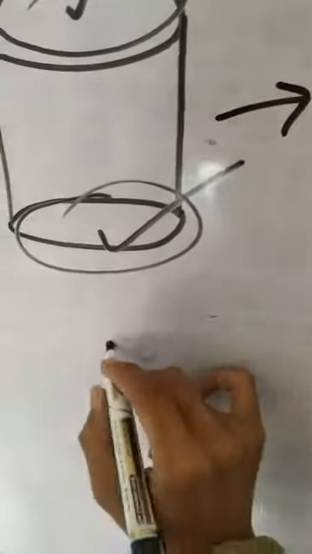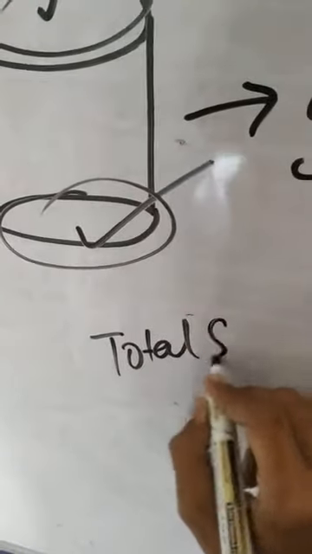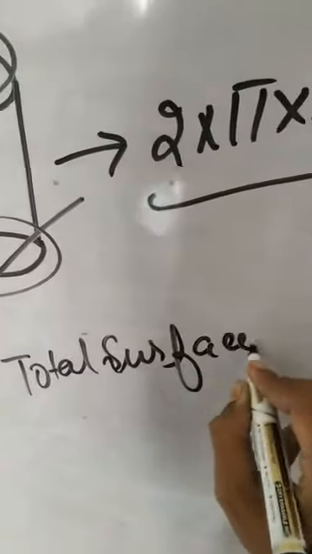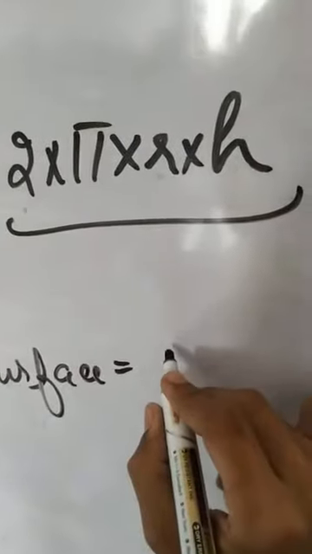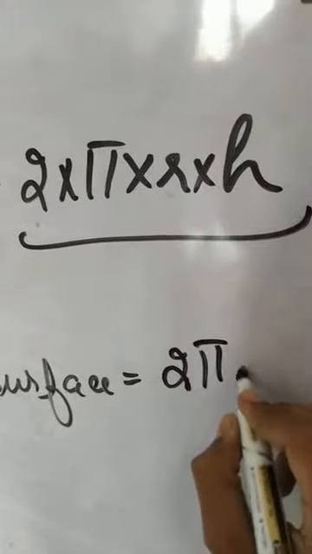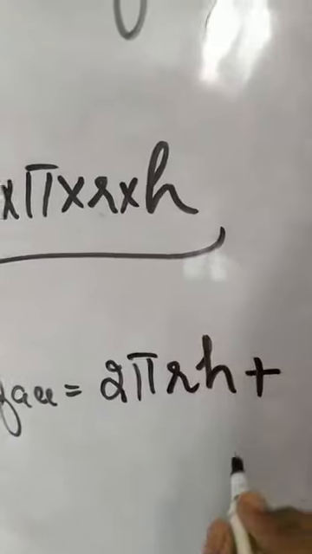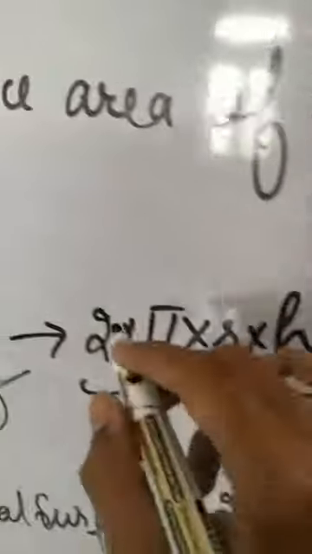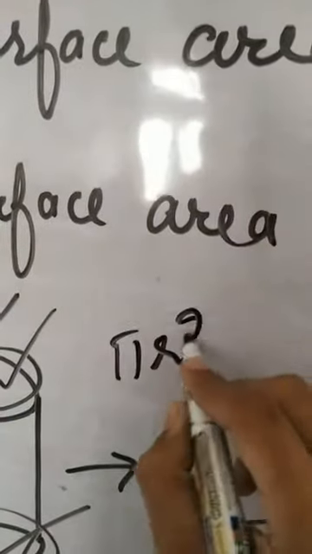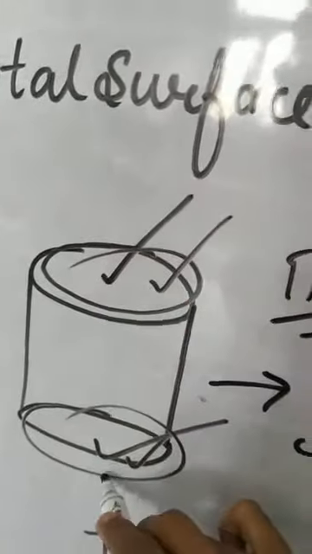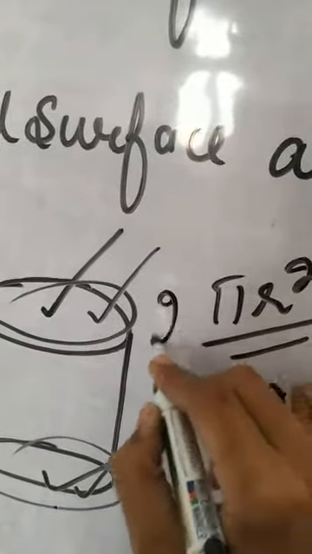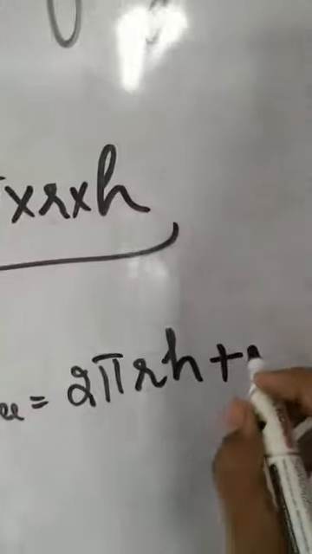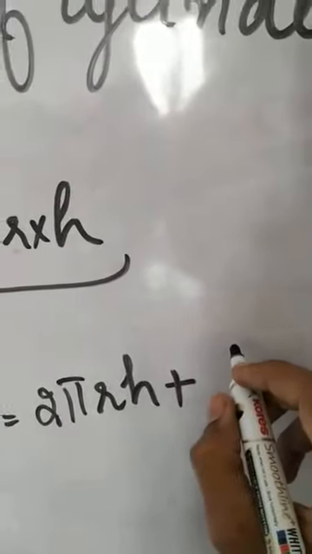So total surface area is equal to curved surface area of cylinder, which is 2 pi r h, plus the area of two circles. The area of a circle is pi r square, and we use upper circle and lower circle, so 2 into pi r square. So we add these two circle areas, 2 into pi r square.